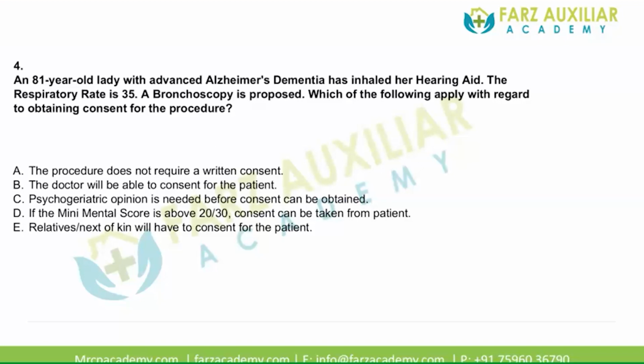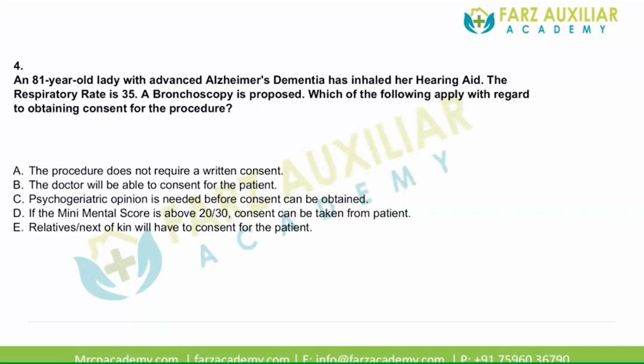So relative should give the consent. If mini mental score is above 20, consent can be given from patient. Okay. Anyone else? Doctor will be able to consent on the patient. Two doctors, if two doctors are there, they can take consent. Okay. Any other opinion from anyone else? It should be in the next of kin if we need a written consent. Okay.